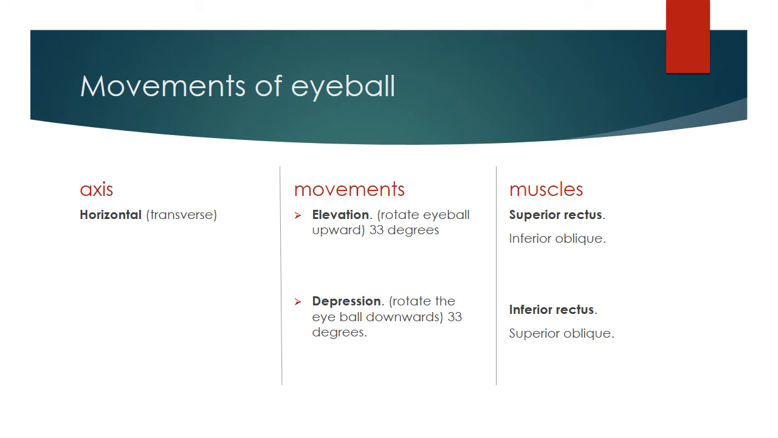The next axis is horizontal or transverse axis, and the movements which occur on this axis are elevation and depression. In elevation, eyeball rotates upwards. This is primarily brought about by superior rectus muscle and assisted by inferior oblique muscle. While depression, when the eyeball rotates downwards, and the primary muscle in this is inferior rectus assisted by superior oblique muscle.